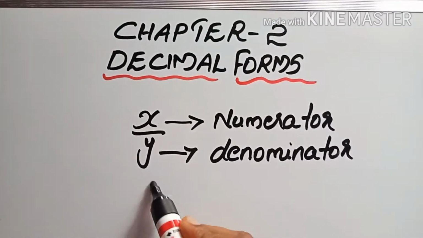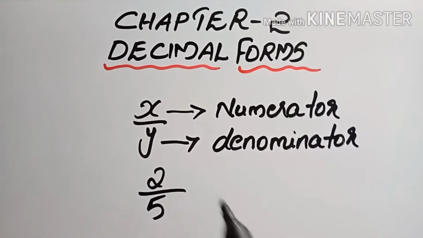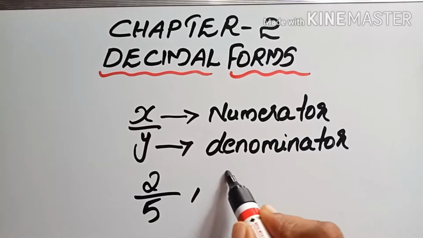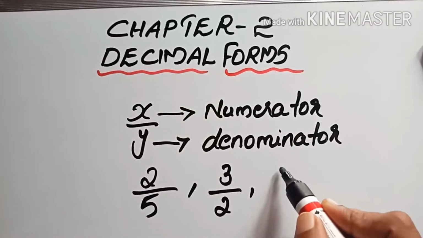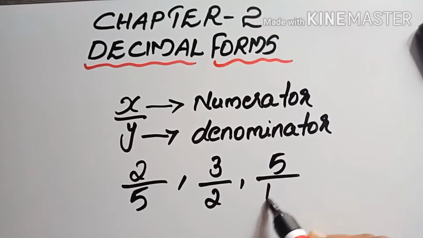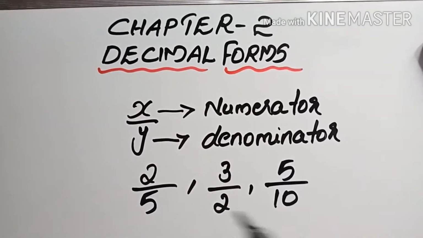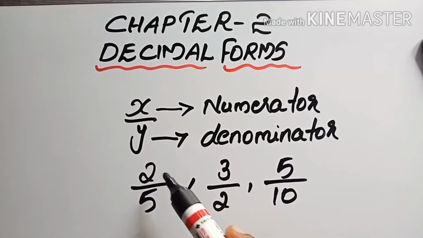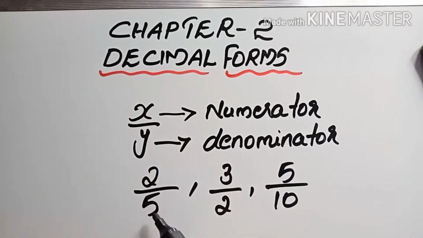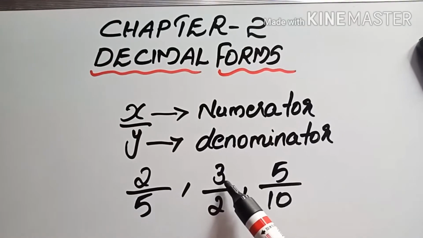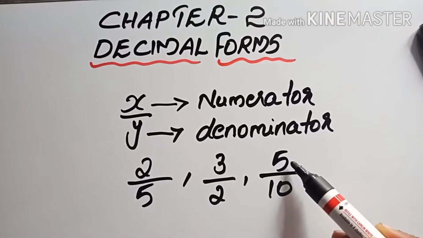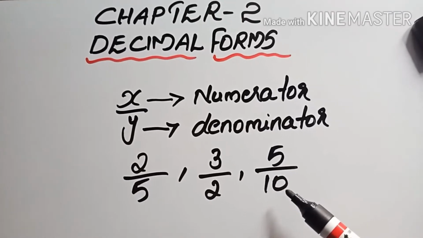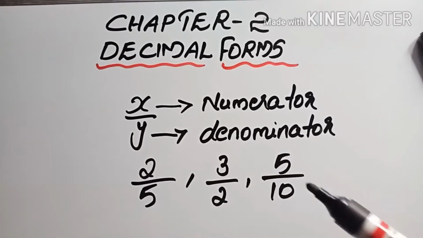For example, 2 by 5, this is a fraction. Then 3 by 2, this is a fraction. Then 5 by 10, this is also a fraction. In all these, the number in the upper part is the numerator: here 2 is the numerator, 5 is the denominator. Here 3 is the numerator, 2 is the denominator. Here 5 is the numerator, 10 is the denominator. So this is about the fraction.